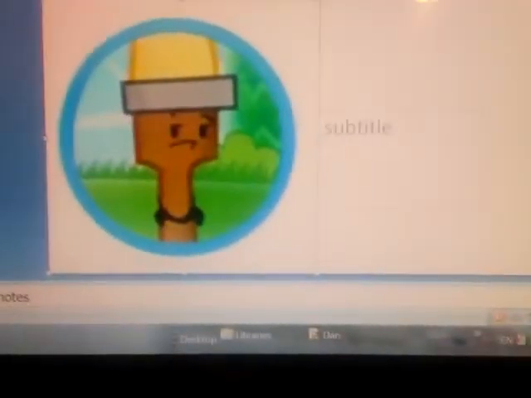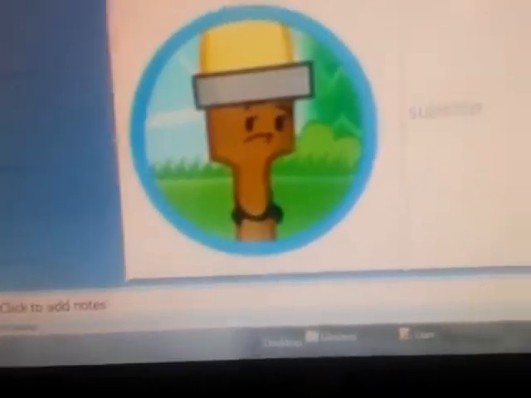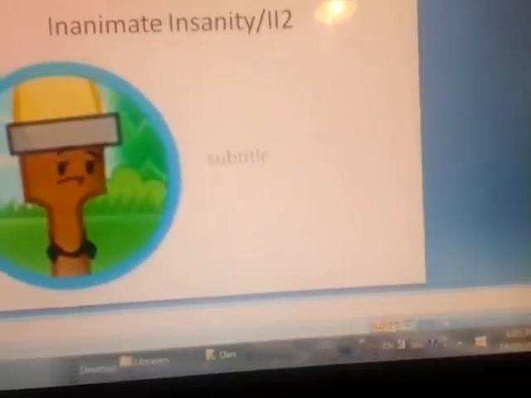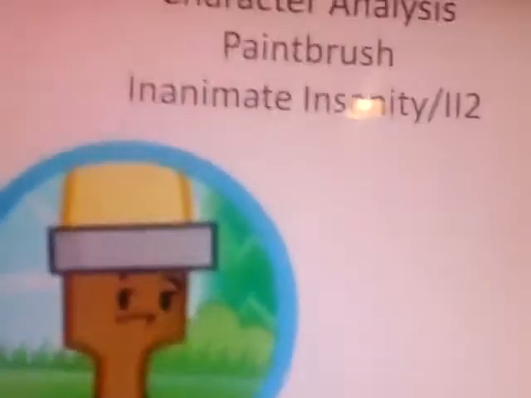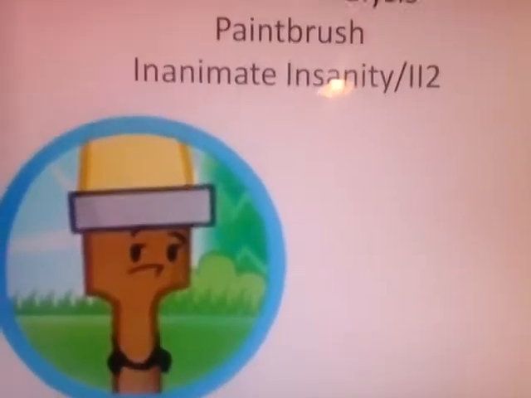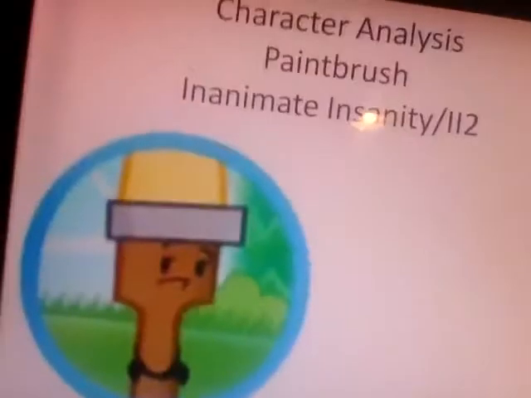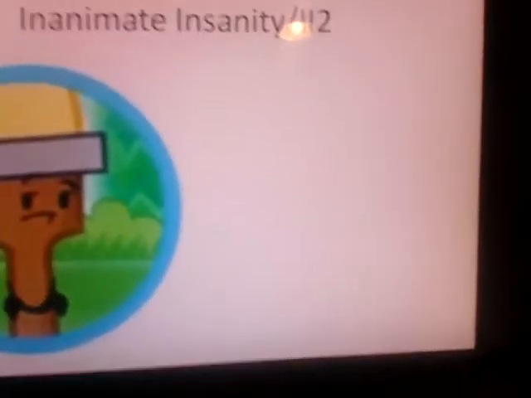I can just figure out how to make this go full screen. So, slideshow. So, character analysis for Paintbrush from Inanimate Insanity 2. So, there's lots of things that we have to think about when we're analyzing a character.